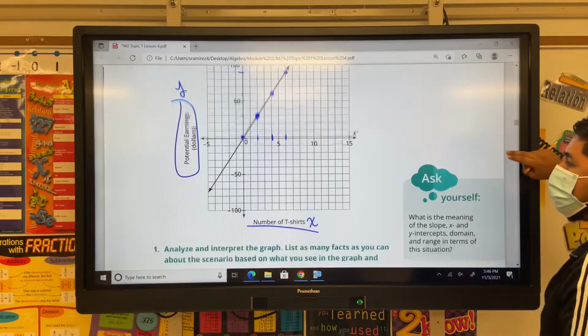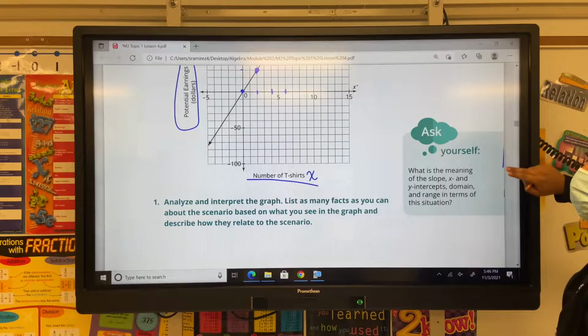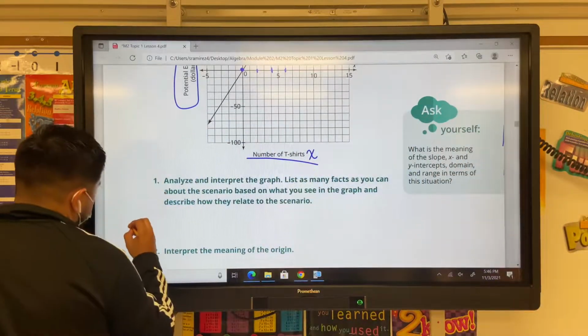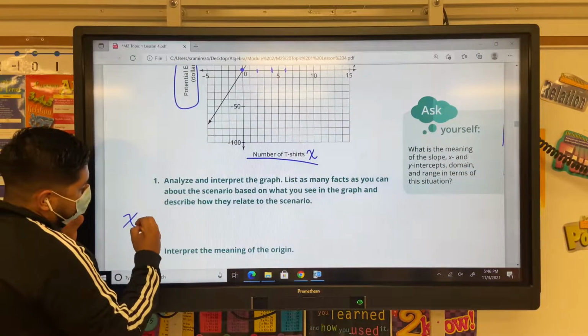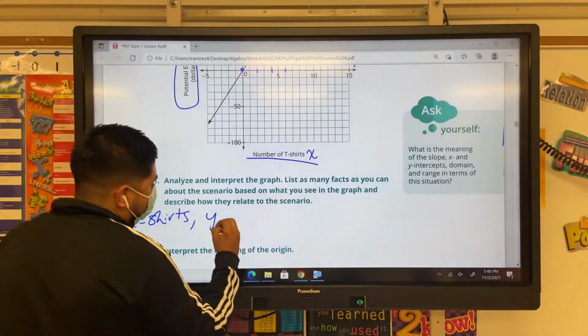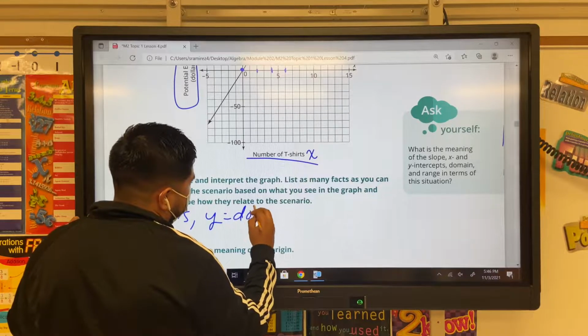Here we go. Of course, we just talked about it. X is shirts. Y is dollars.